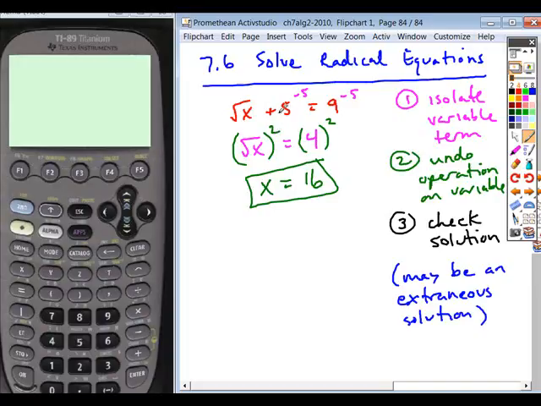Okay, so does this one fit? Is the square root of 16 plus 5 equal to 9? Square root of 16 is 4. 4 plus 5 is 9. So it does check. Again, if you're doing by hand, good idea to check it.